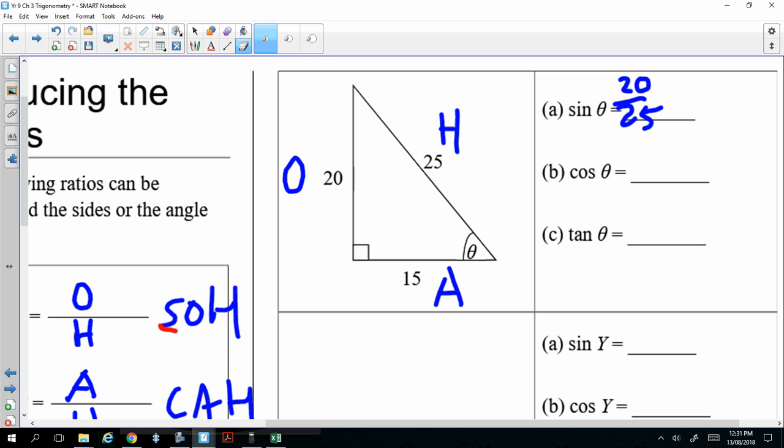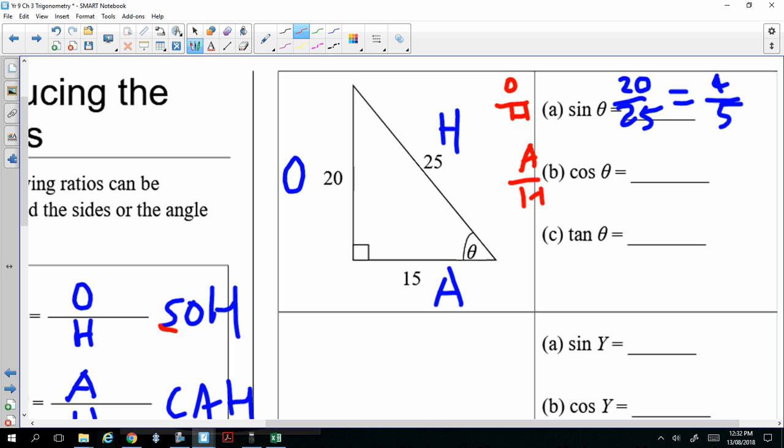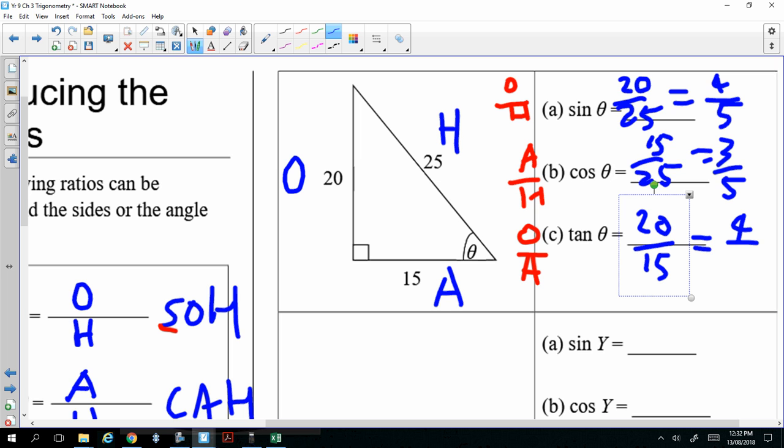Now how about the next one, cos? So cos is A over H. So we do 15 over 25, which is 3 over 5. So it's like probability when we simplify the fraction. Okay, tan theta is opposite over adjacent. And this is 20 over 15, 4 over 3. Get the idea? Very easy. All right, we've got the next one.